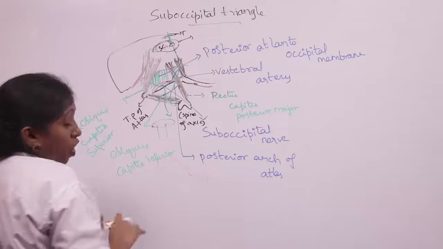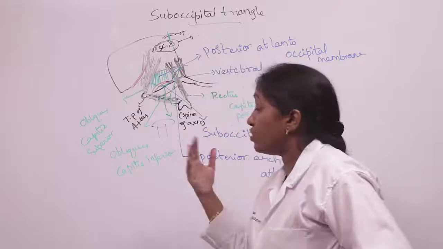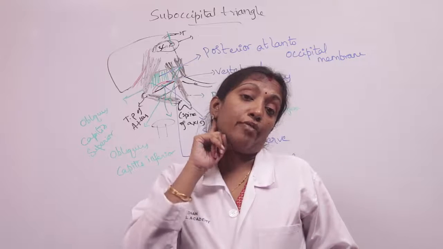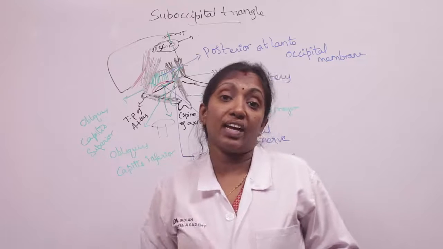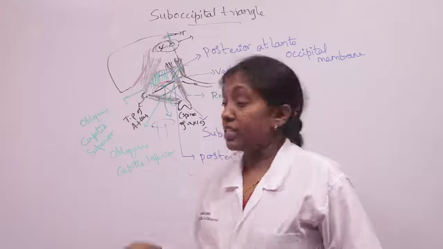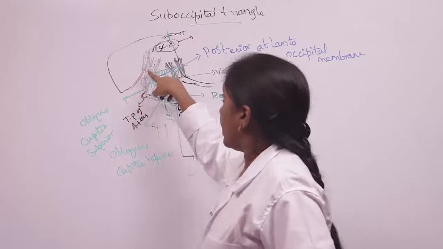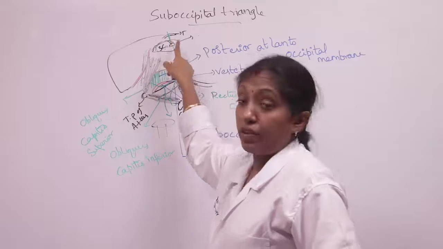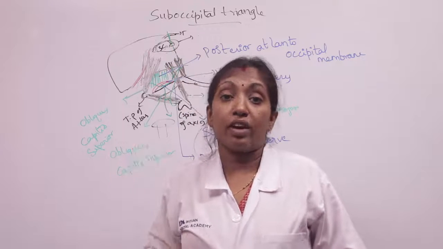Greater occipital artery occupies the superolateral part of the roof. We know that the occipital artery is a branch of the external carotid artery. It passes backwards and upwards, passing deep to the posterior belly of digastric, and here it rests in the suboccipital triangle. It rests on the longissimus capitis, obliquus capitis superior, and also semispinalis capitis, and later it pierces the trapezius muscle, becomes cutaneous, and supplies the posterior part of the scalp.